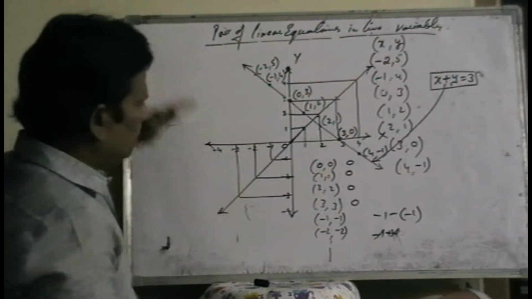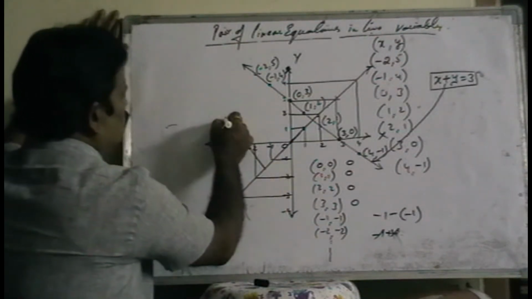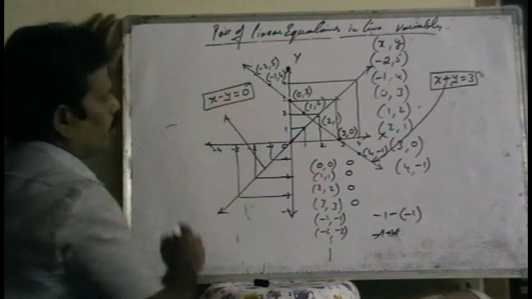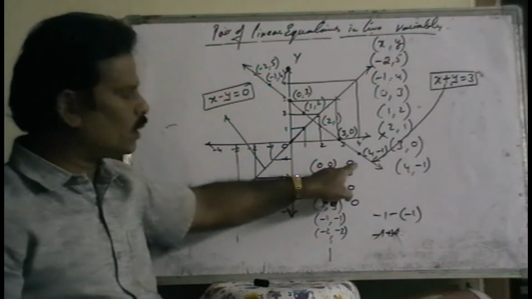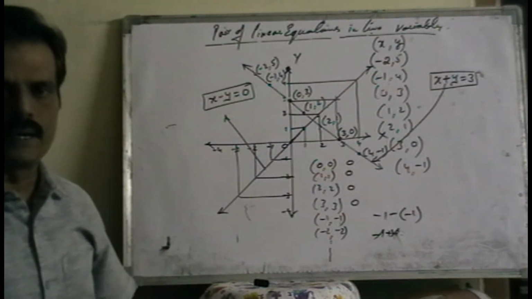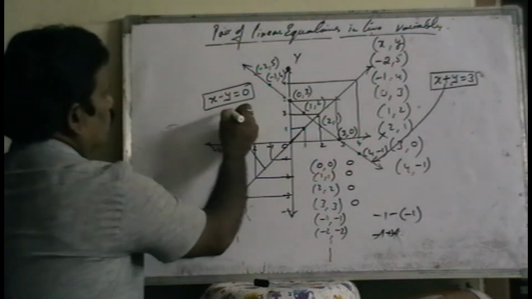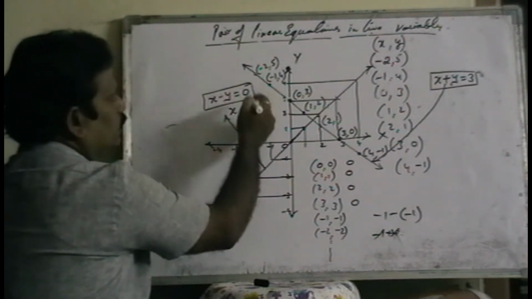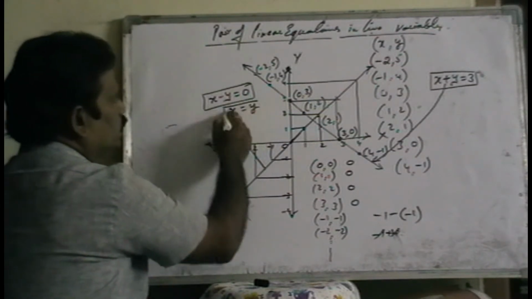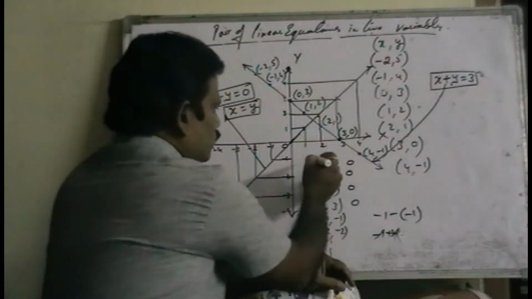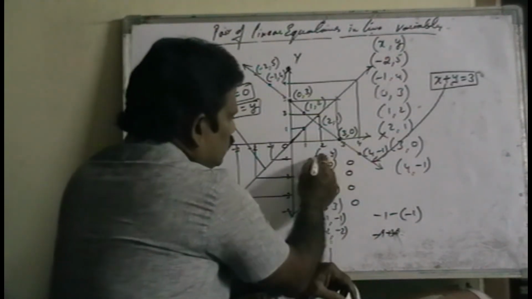But here, what is the equation? The equation is x minus y is equal to 0. First coordinate minus second coordinate is equal to 0. So x minus y is equal to 0, or x is equal to minus y, take it to the right side, it becomes plus y. So we can say that x is equal to y. See, x is equal to y. It is the x comma y ordered pair.